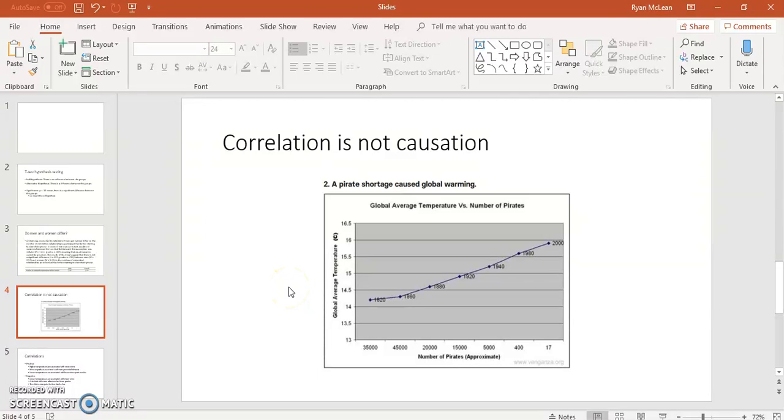You're probably familiar with correlations, especially with the phrase that correlation is not causation. For example, this correlation shows that a shortage of pirates caused global warming. So what exactly is a correlation?